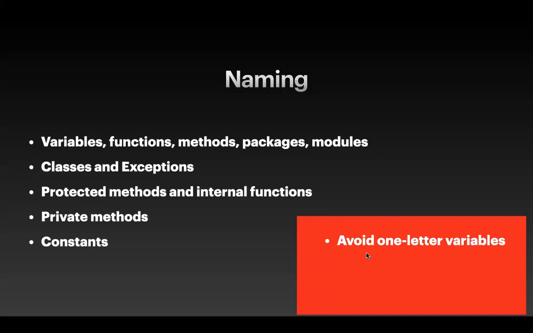When you are writing private methods, you should follow two underscores. Protected methods, you should follow one underscore. Constants should always be in uppercase letters. Classes and exceptions always start with uppercase letters as per the standards.